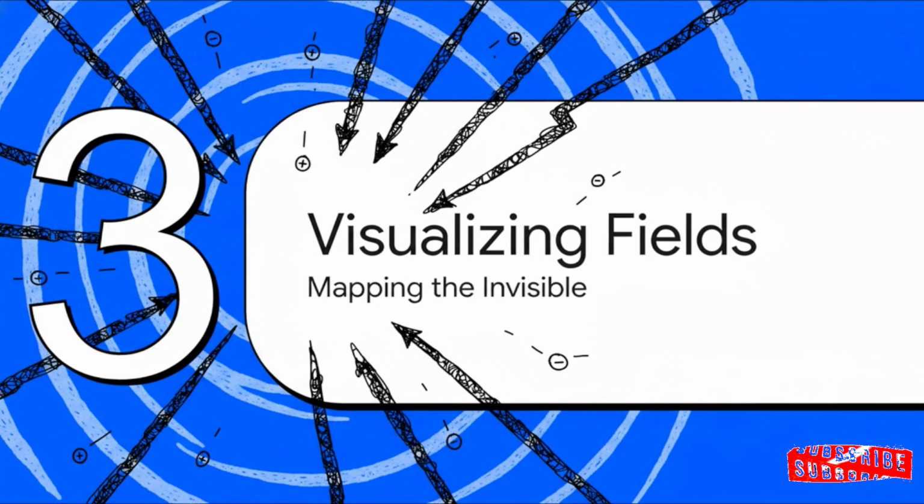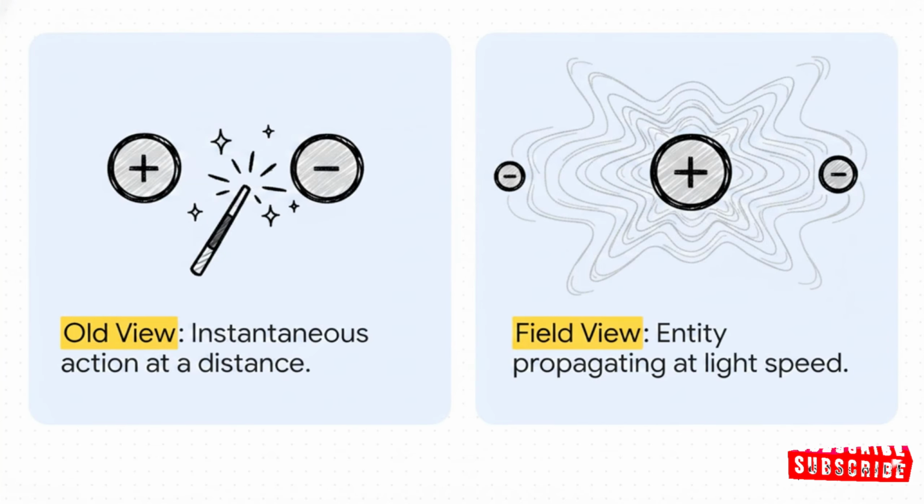Okay, on to Section 3, visualizing electric fields. We are going to map the invisible. For the longest time, early physicists were totally stumped. Like, how does charge A actually know charge B is sitting right there? They honestly just assumed it was instantaneous magic, calling it action at a distance. But then Michael Faraday had this massive breakthrough.